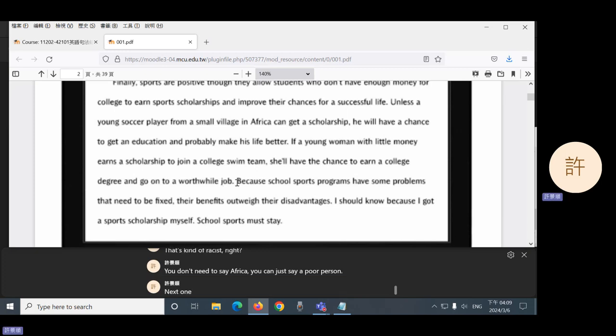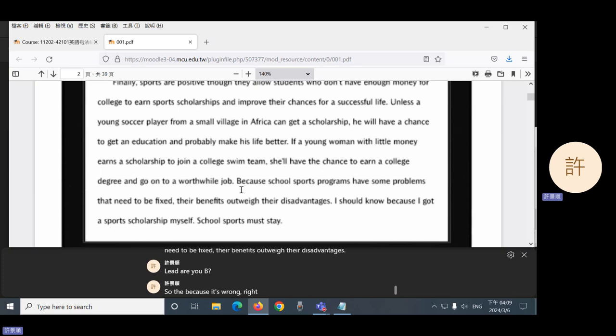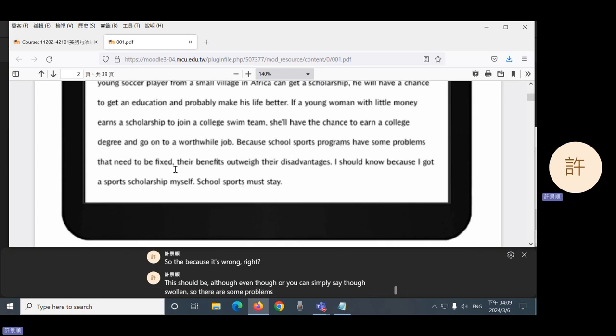Next one, because school sports programs have some problems that need to be fixed, their benefits outweigh their disadvantages. 利大于弊. So the because is wrong, right? This should be although, even though, or you can simply say though. 虽然. So there are some problems, but the good is more than the bad, right? So it's going in different directions.